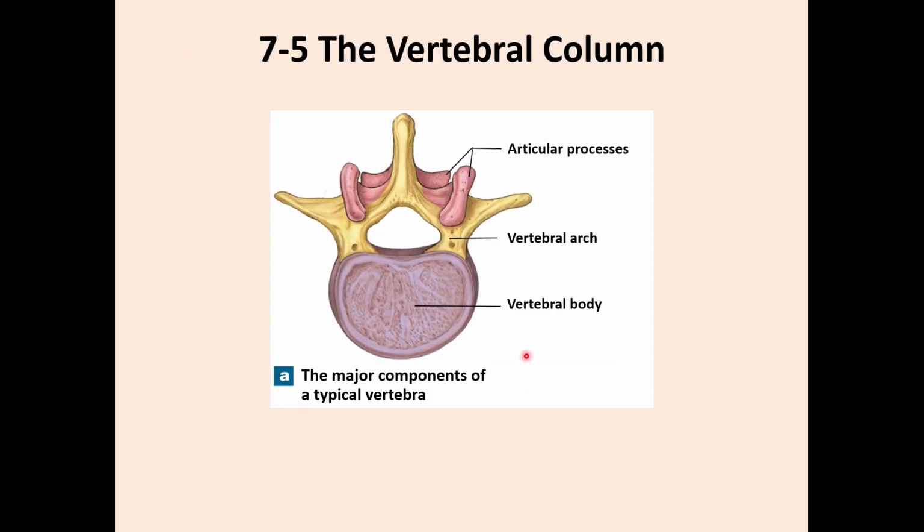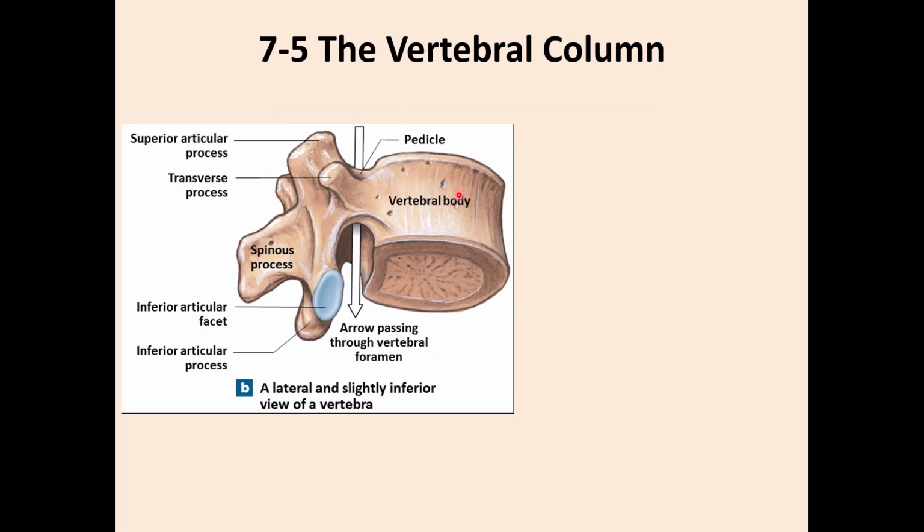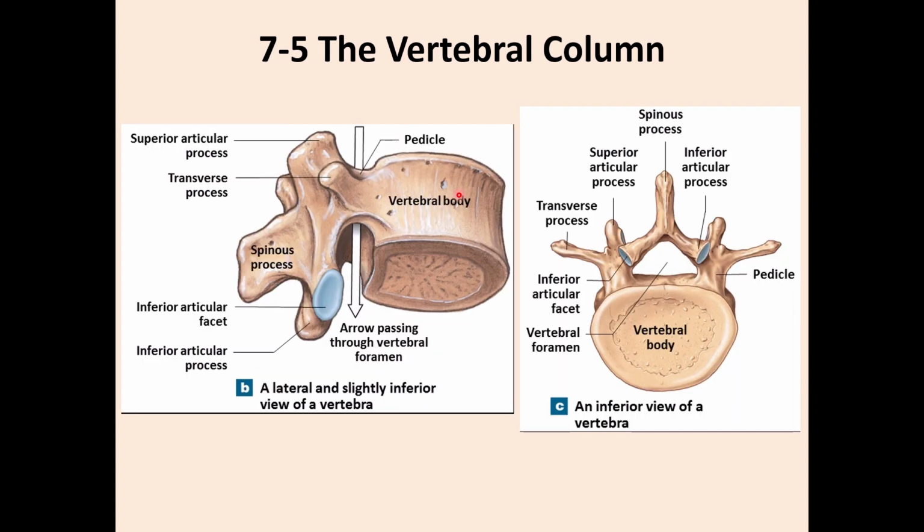A vertebra is made of 3 different parts. One is the vertebral body, the other is the vertebral arch, and the third is the articular process. They are a little bit different in each region, but in general, almost all vertebrae have these 3 features. The vertebral body is located anteriorly. Then there is the vertebral arch, which is made of 2 parts. One is the pedicle. This area is the pedicle.